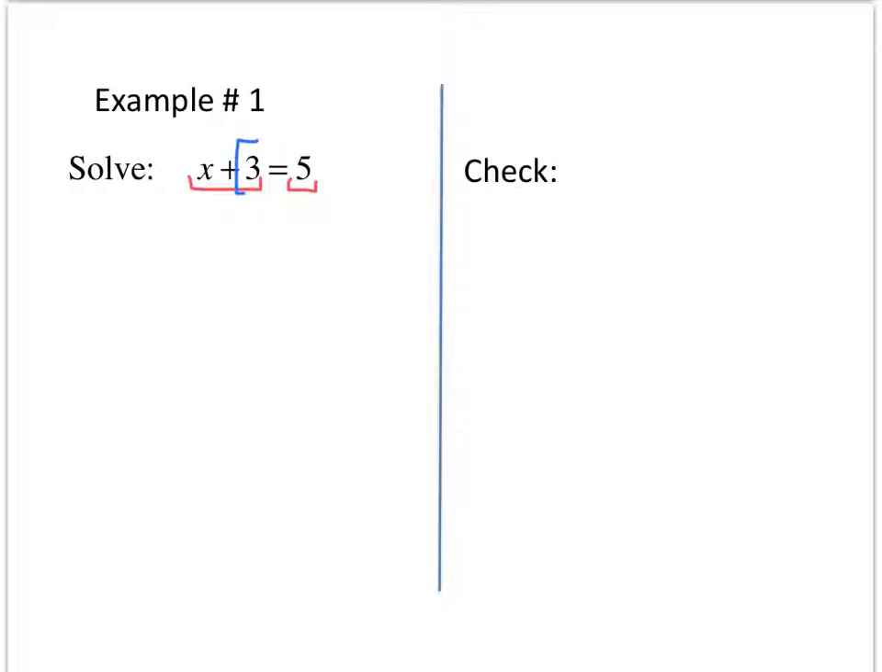I can see that the 3 is the only thing on the side of the equation with the x. And most importantly, I notice that the only thing with the 3 is addition, right? If I look right at that sign, we're adding the 3 to the x. So I have to think, well, what is the inverse of addition? And hopefully we're thinking right now subtraction. So I'm going to apply the inverse, minus 3, to both sides.